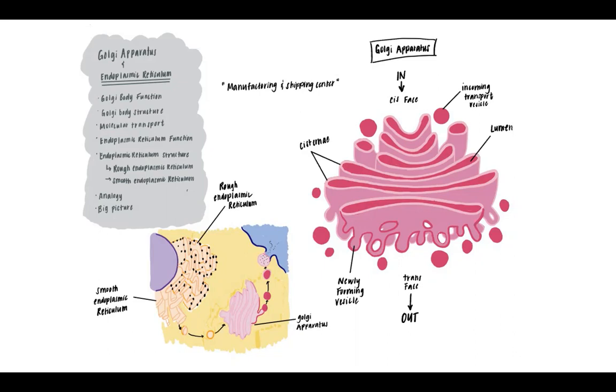One end is called the cis phase, and this acts as the receiving department. So incoming vesicles come to the cis phase. On the other hand, the trans phase acts as the shipping department. The cis phase is closely associated with the ER.